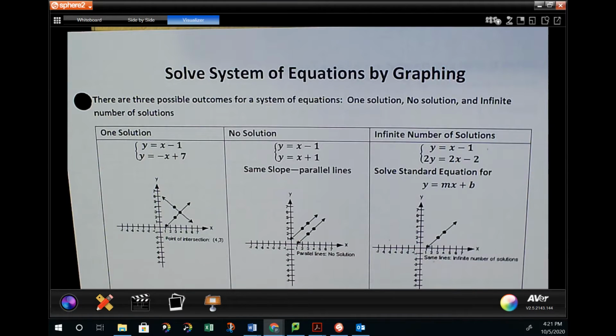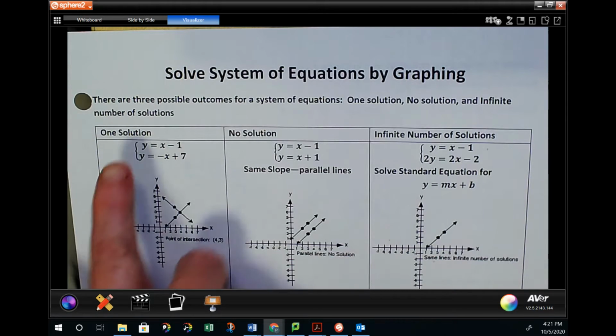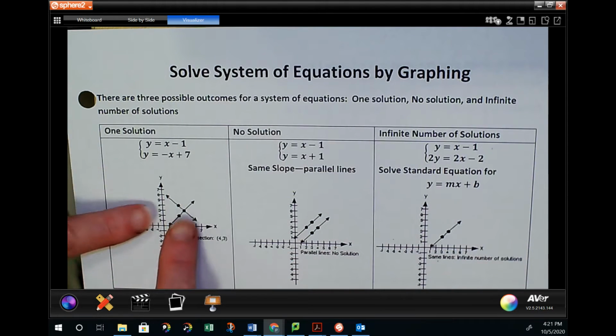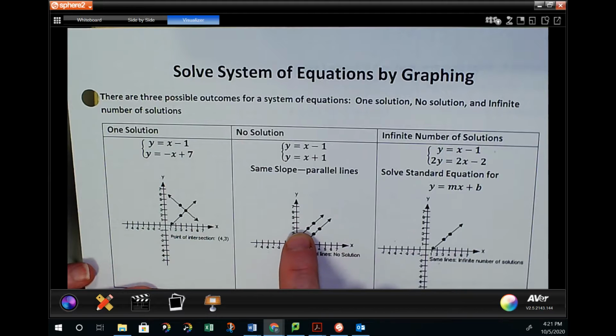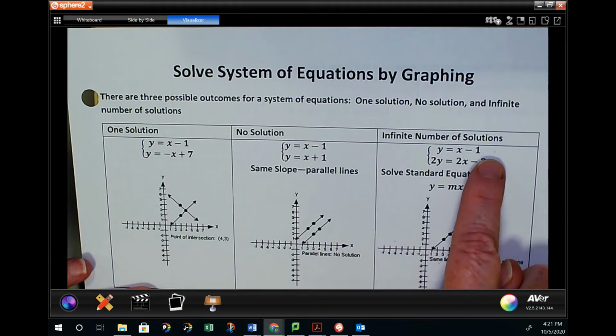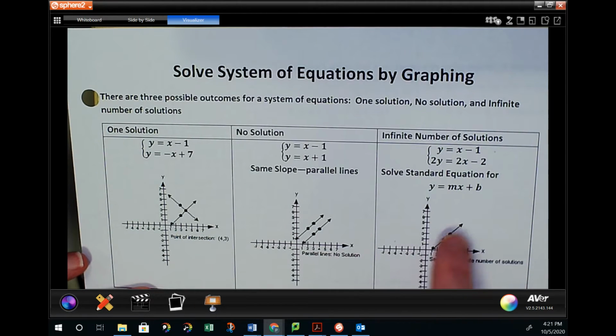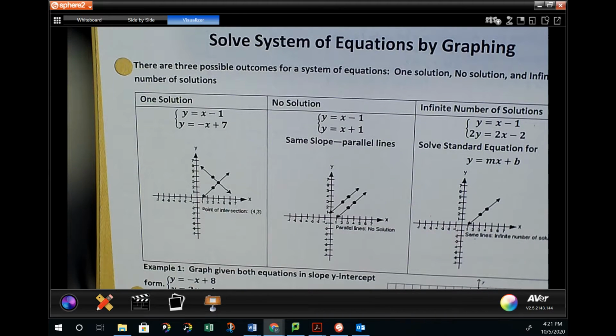Okay, so this is how you're going to do your assignment. This is going to solve systems of equations by graphing. There's one way where you're going to have one solution, so that's where your two lines intersect. There's no solutions because your two lines are parallel, or there's going to be infinitely many because the lines are on top of the line.